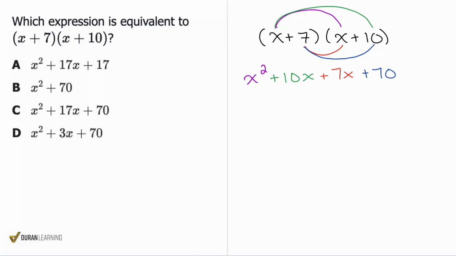Just like that. So from here, my party people, what do we notice? Well, we're done distributing. All that we have left are these individual terms, 4 of them, all being added together. Now we're going to turn our attention over to these like terms. We have over here 10x and 7x. Those are like terms because we have the same variables and we have the same exponents, both of them being a 1.